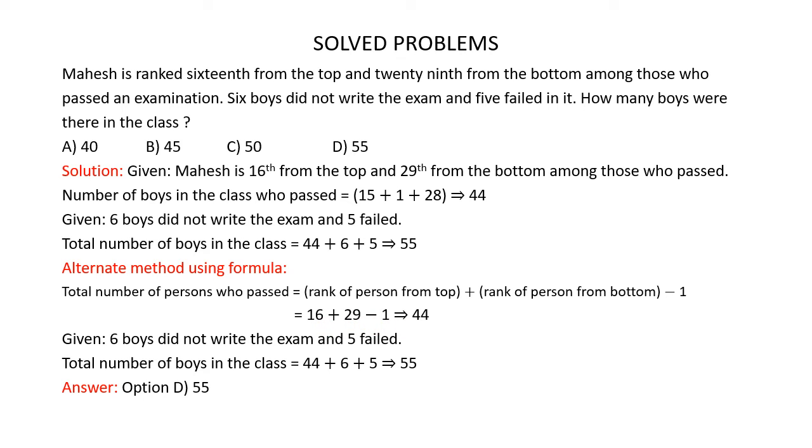Now it's given that 6 boys did not write the exam and 5 failed in the exam. So total number of boys in the class is 44 plus 6 plus 5, which is 55. So there are 55 boys in the class. So the correct answer is option D, 55.